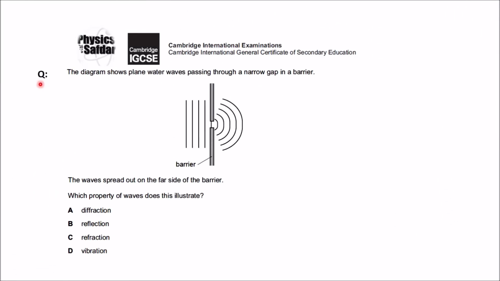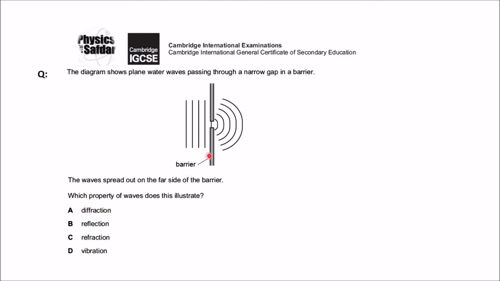This is question number 2. The diagram shows plane water waves passing through a narrow gap in a barrier. The wave is spread out on the far side of the barrier. Which property of waves does this illustrate? And you have 4 options.